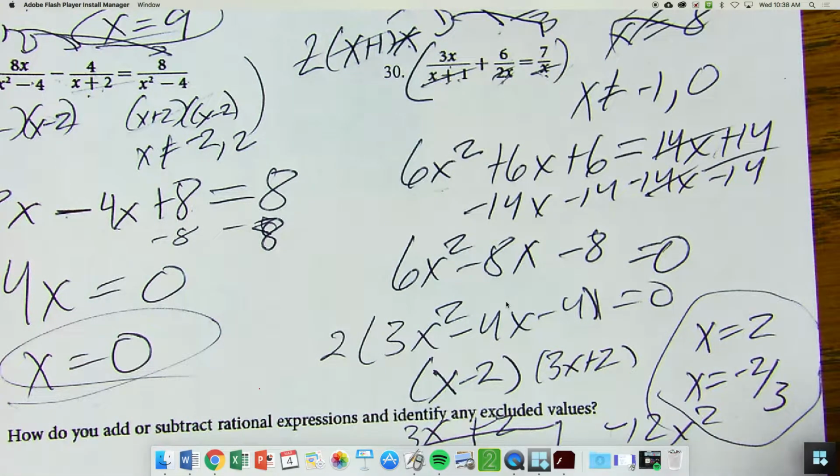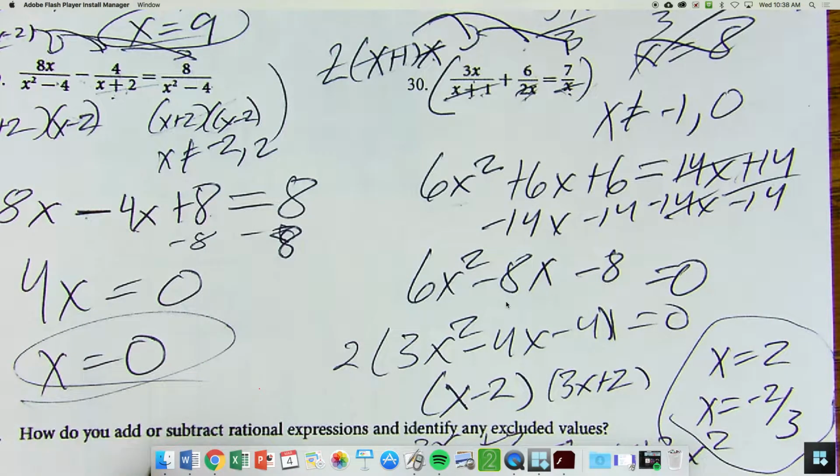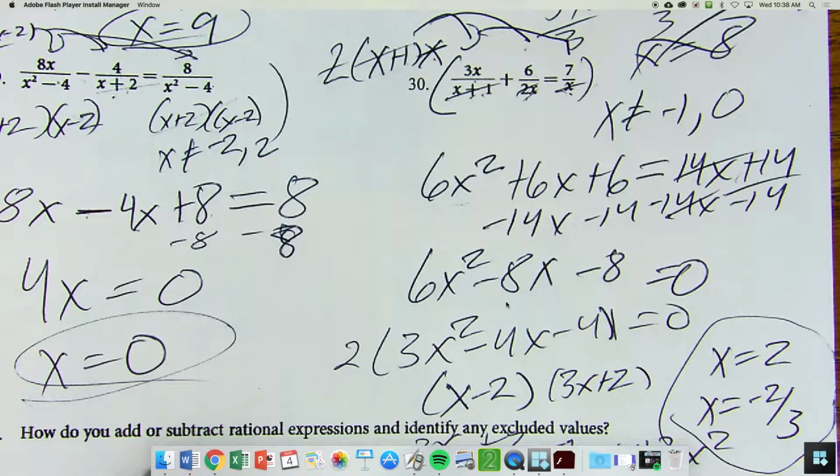You're good. How do you add and subtract and identify excluded values? Add and subtract to get common denominators. Add or subtract just the tops. Exclude the values from the very beginning for everything on the bottom. Make it 0. Folks, we're done.